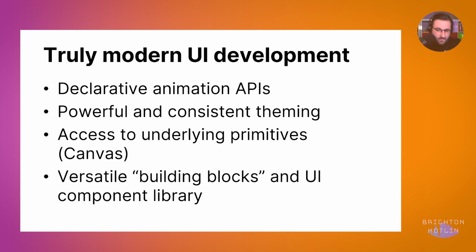So, for example, we have declarative animation UIs, which means you write a couple of lines of code, and again, it just figures out what the animation should look like for you. It allows you to provide powerful and consistent theming across your whole application. You have access to the underlying primitives, like, for example, the canvas, if you want to do more fancy things or things that people didn't really intend to do. And it also comes with a large library of building blocks. On Android, those are generally structured as Material UI. And they make it really easy to get up and going really quickly.